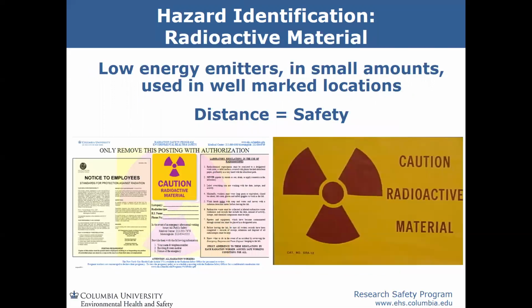Okay, so radioactive material. These are your low energy emitters in small amounts used in well-marked locations. What's important with radioactive materials is distance equals safety. Radioactive materials emit invisible particles through the air that can impact the body and potentially do damage. However, when used and stored correctly, the hazard is minimal. In fact, EH&S inspects all laboratories using radioactive materials at least 4 times per year to ensure it's being done safely. Like with other hazards, keeping your distance, a few feet typically, is more than enough to keep you safe from any air and radiation.